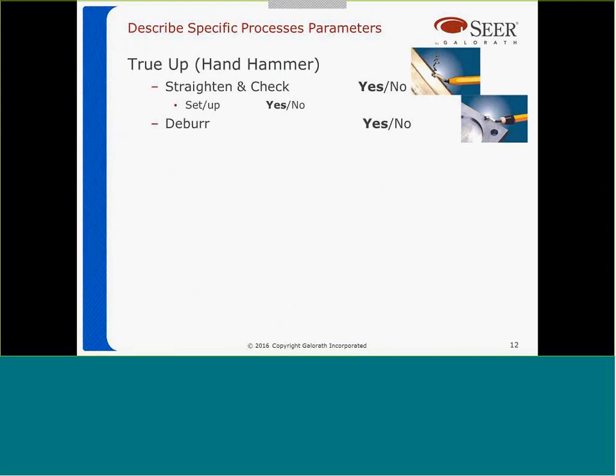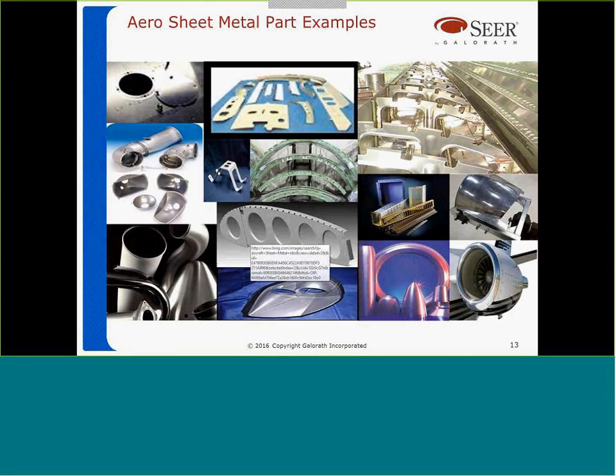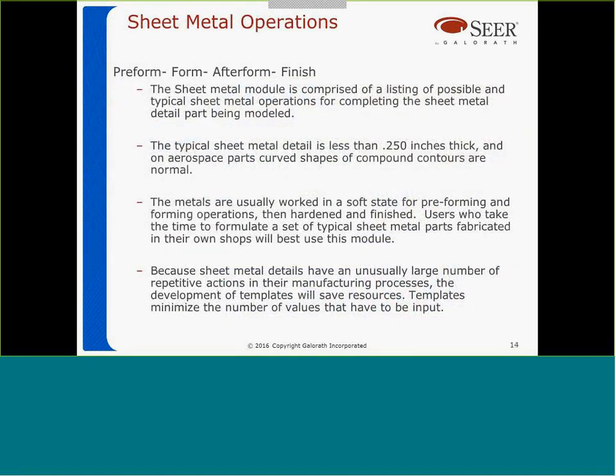Routing. The sheet metal portion is for aero type parts and is sectioned off the same way with pre-form, form, after form, and finish. And typically we'll use parts .250 thickness and down. Anything over that is typically a machined part, right?